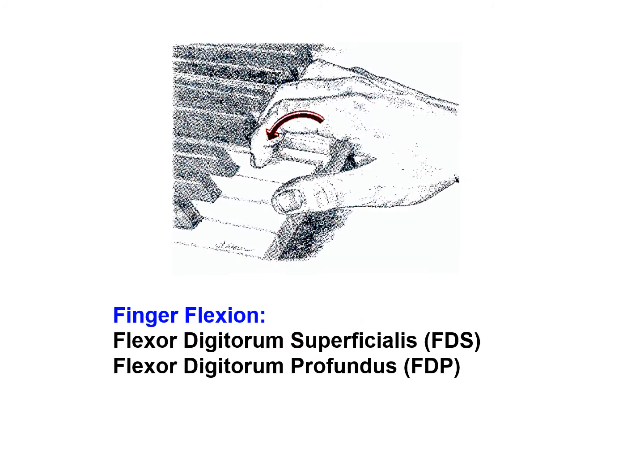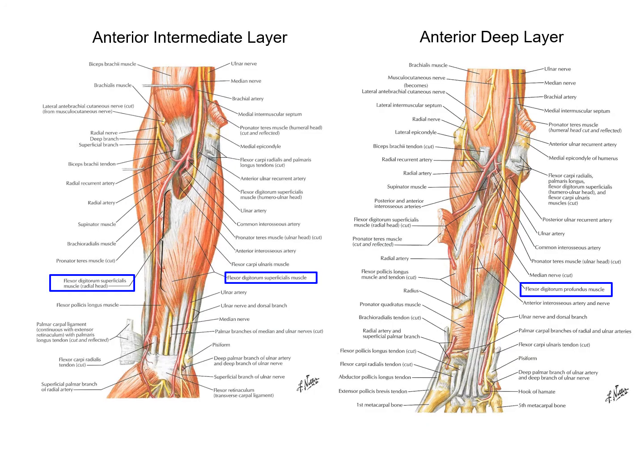There are two major finger flexor muscles that are found in the anterior forearm. These are the flexor digitorum superficialis and the flexor digitorum profundus. They are so named as the superficialis muscle is found on top of, or superficial to, the profundus muscle. These finger flexor muscles in the forearm can be seen in these graphics.